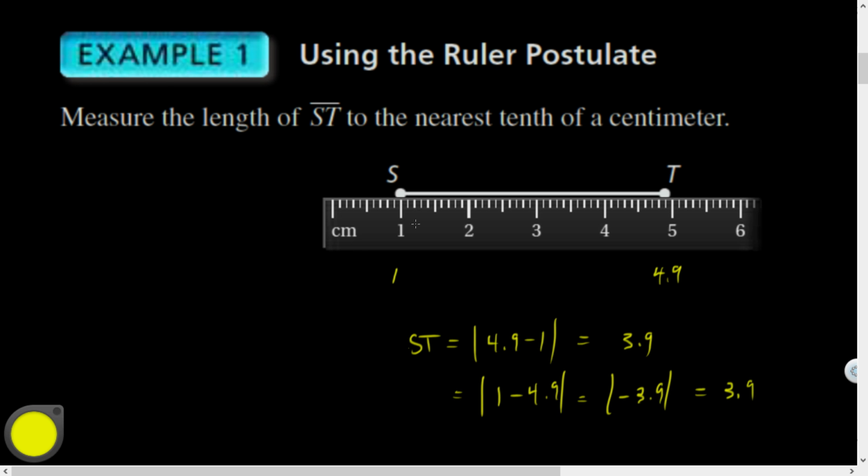So I want to point out, like, the ruler postulate, yes, you would always line it up to be 0, but it does apply when it is not that particular, when the coordinate doesn't have to start at 0.